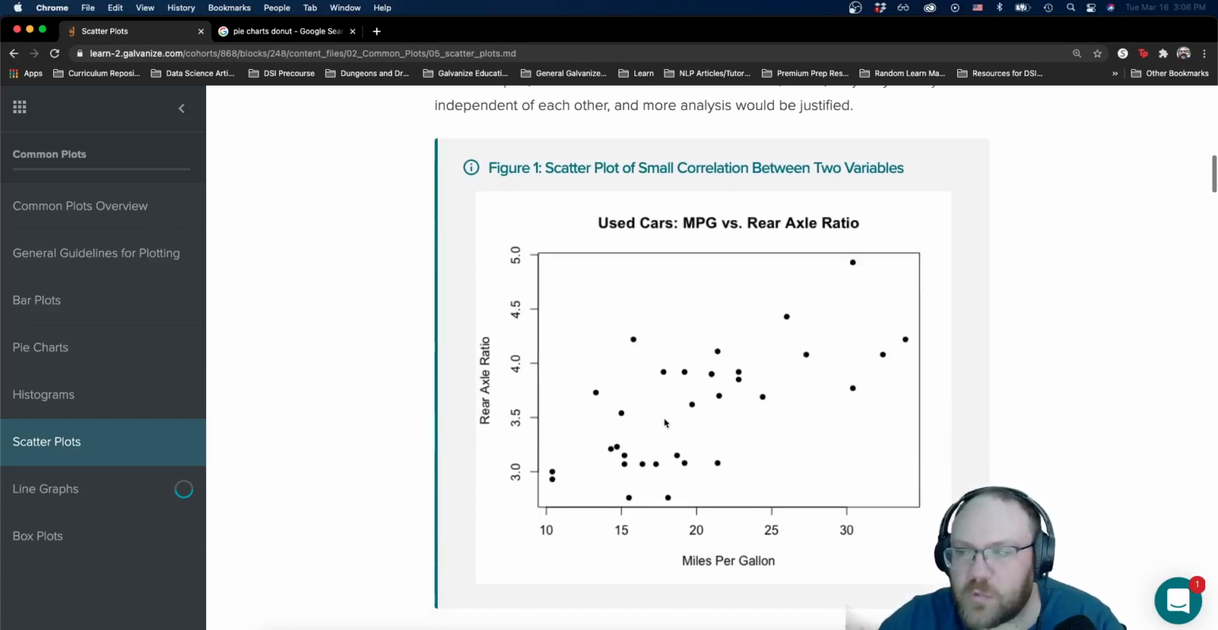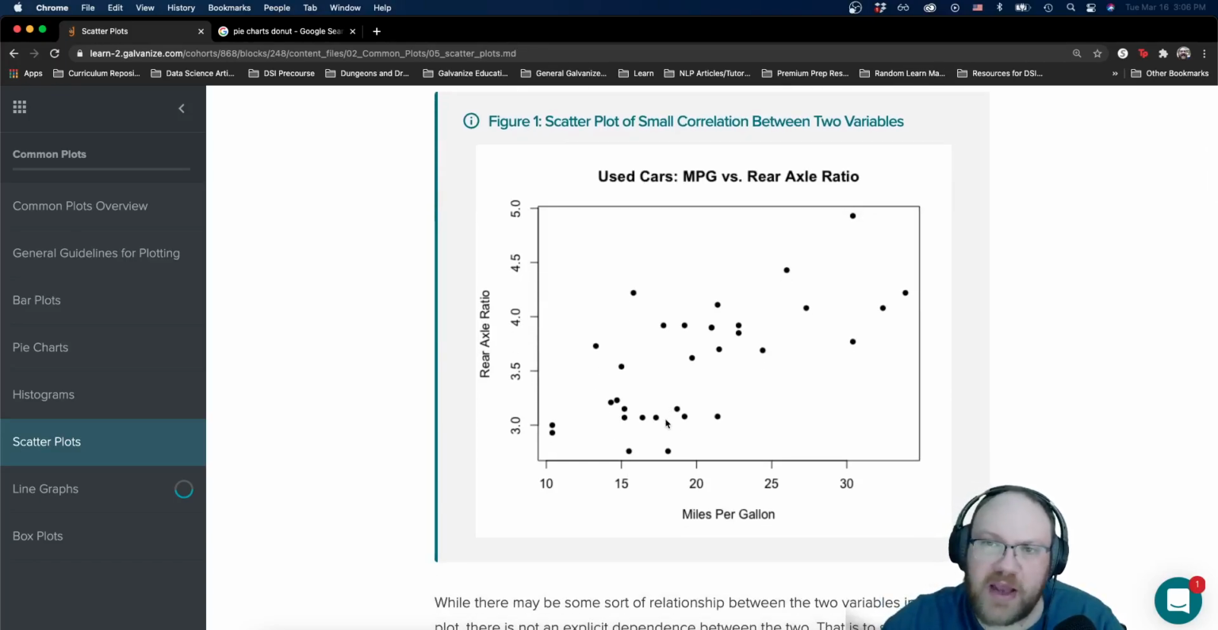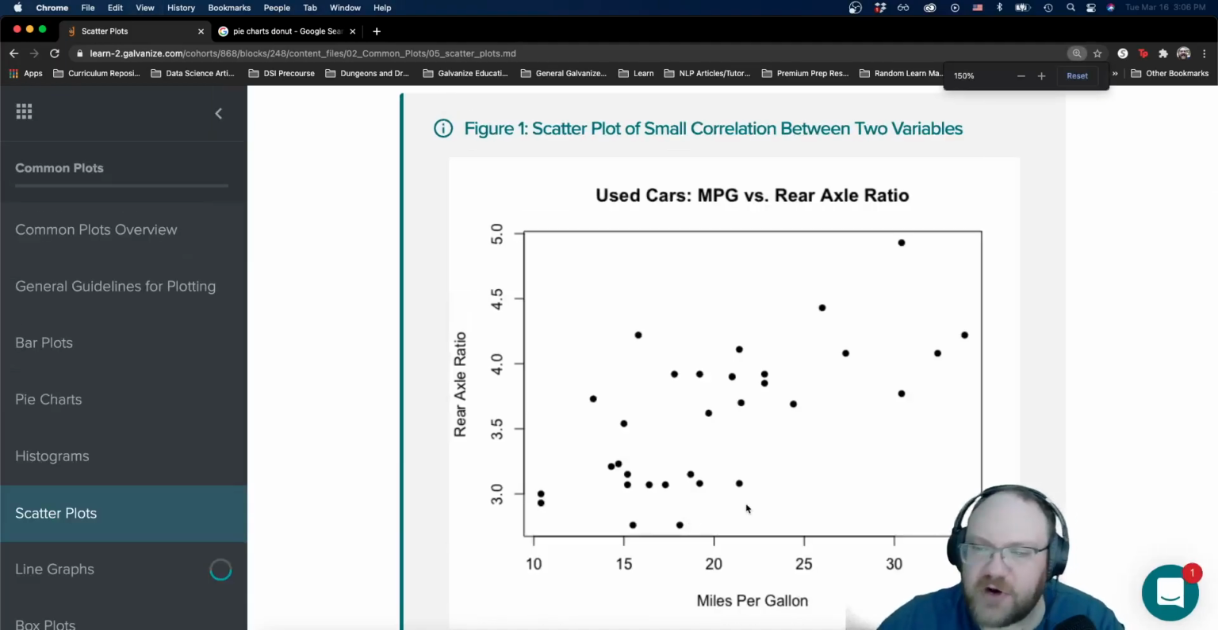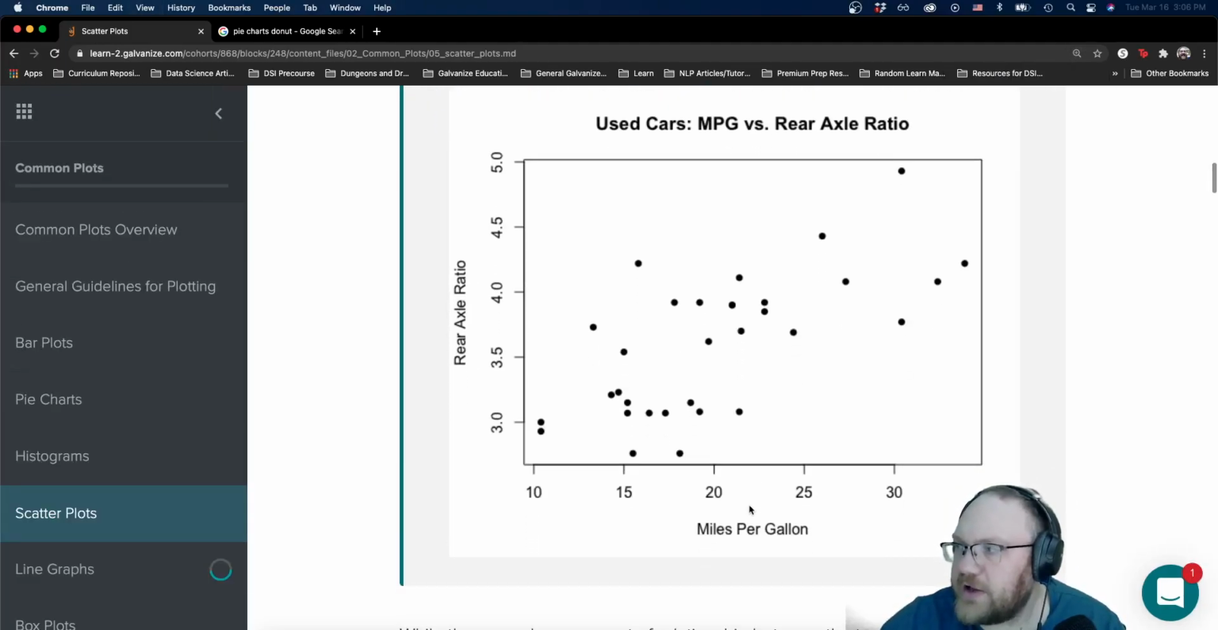But if we look at this, here we actually have two variables, right? One on the x-axis, one on the y-axis. And as I mentioned, the data being displayed on the x-axis, the x variable is a little bit more likely to be the independent, right? It looks like these might actually not have a ton of correlation. There does seem to be some correlation, but it's not super clear.